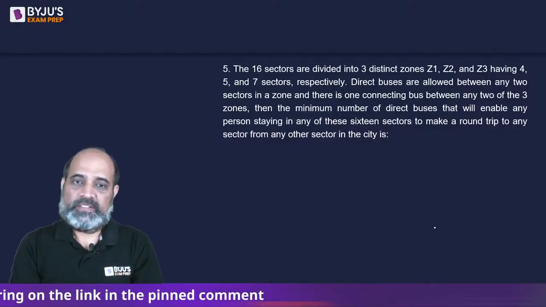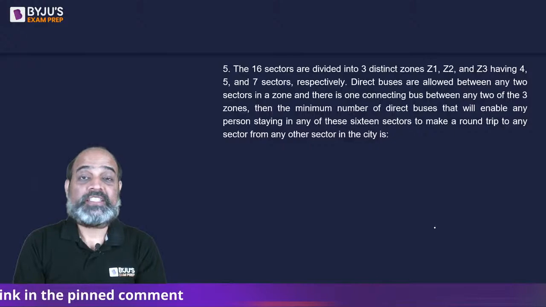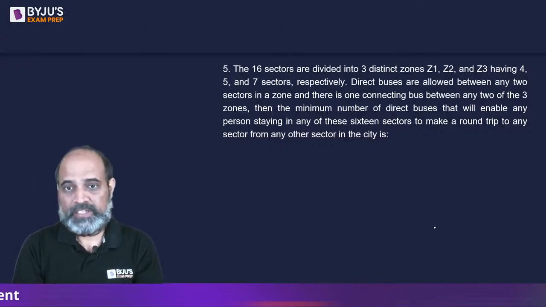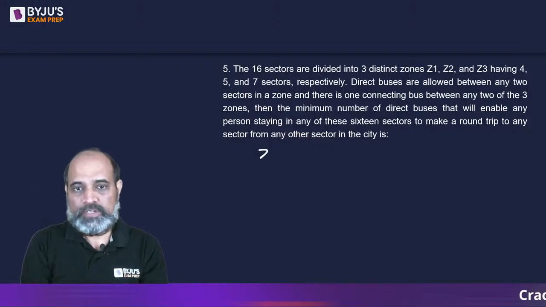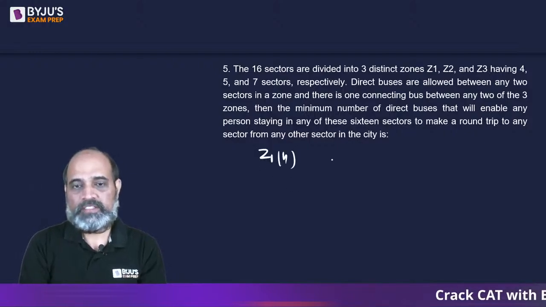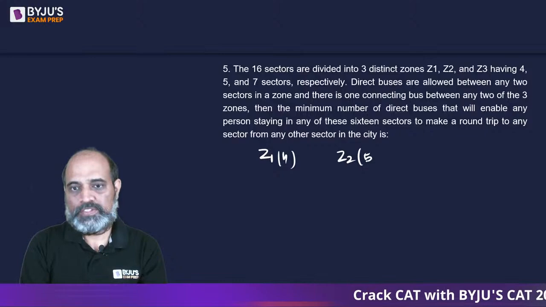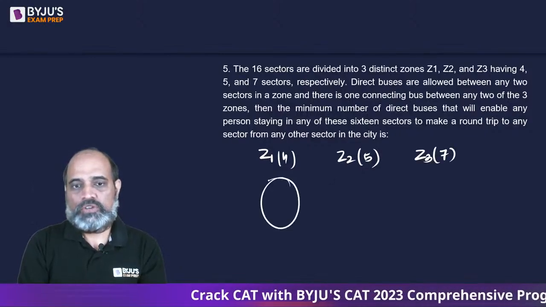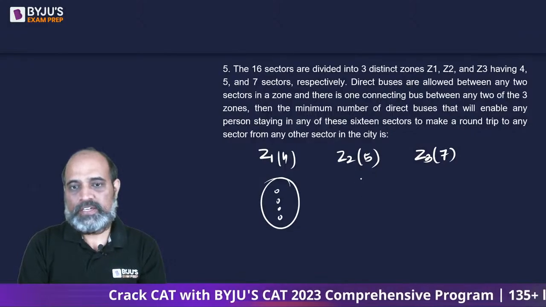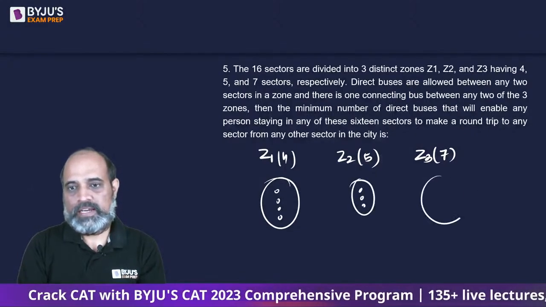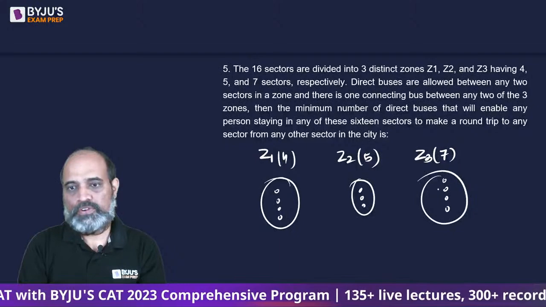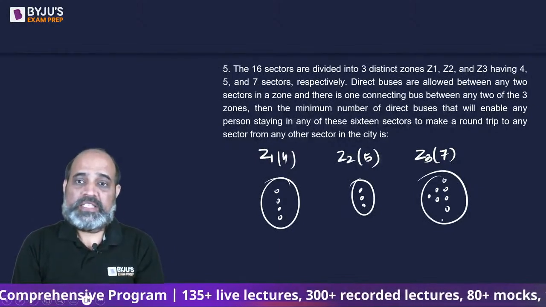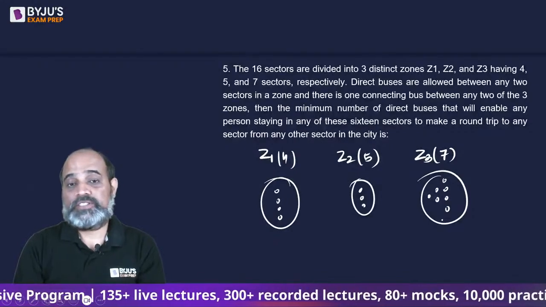Okay, the next one. The 16 sectors are divided into 3 distinct zones, Z1, Z2 and Z3, having 4, 5 and 7 sectors respectively. So we have Z1 with 4 sectors, Z2 with 5 sectors and Z3 with 7 sectors. Direct buses are allowed between any 2 sectors in a zone.